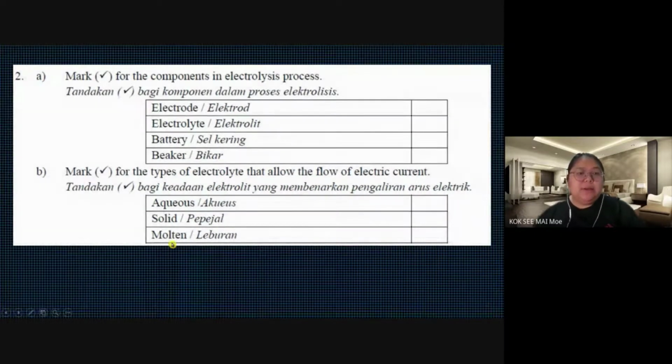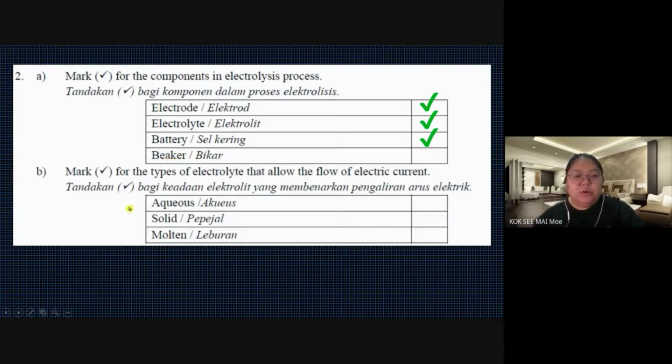You need to tick the electrolysis process. What should be included? We must have the electrode. We must have the electrolyte because it is a solution. Then we must join with the battery. A beaker, we are not only using a beaker, we can also use a pail or another thing. The important thing is they can put the electrolyte in, not exactly the beaker. So the important components are electrode, electrolyte, and also battery. This one is the main component we need to use.